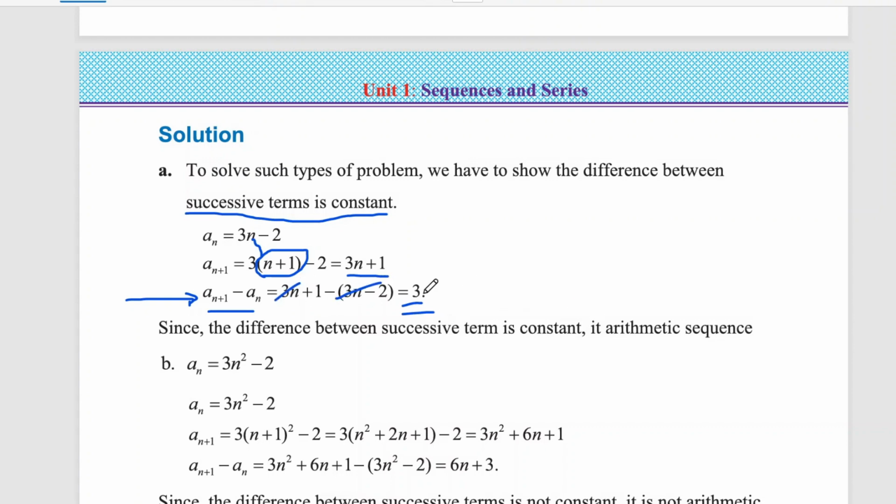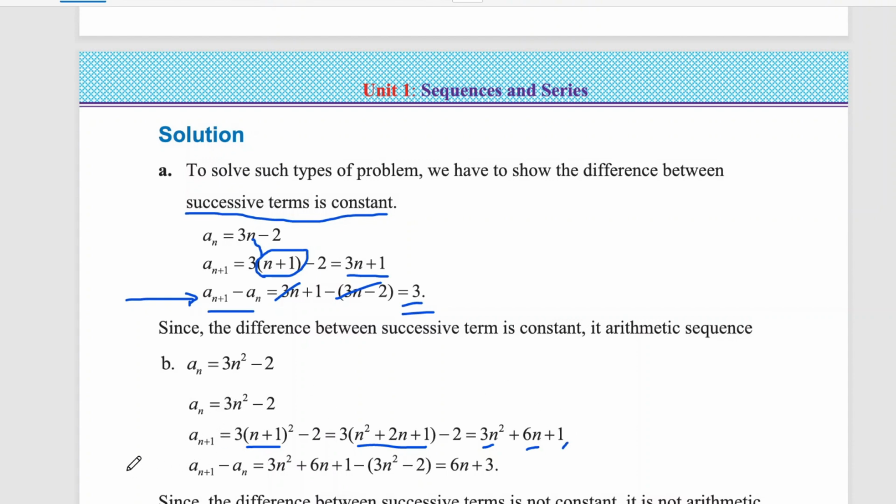For B, let's take an equal to 3n square minus 2. Then an is equal to 3n square minus 2. An plus 1 is 3 times (n plus 1) the whole square minus 2. The whole square of n plus 1 means multiplying it by itself. Then what do we get? Then minus 2. So when we multiply 3 by each of the terms here in the bracket, we get 3n square plus 6n plus 1. So this is our an plus 1.